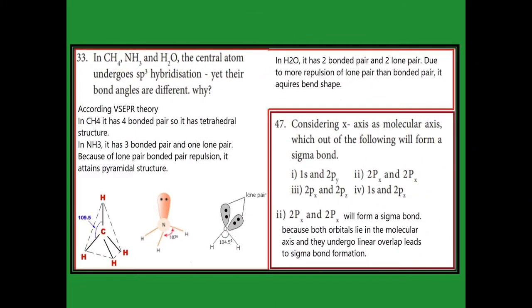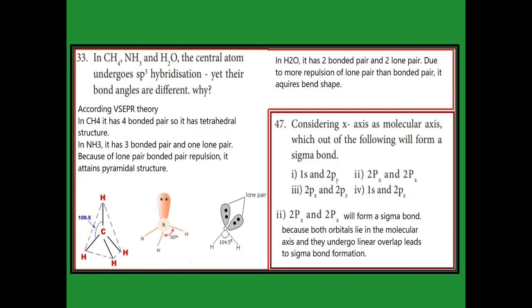It is a book back question. In methane, ammonia and water, the central atom has sp3 hybridization, but the bond angle is different. For this question we refer to the VSEPR theory. In methane, around the carbon there are 4 bonded pairs with hydrogen, and the angle between the bonded pairs is 109.5 degrees, so it has a tetrahedral structure.